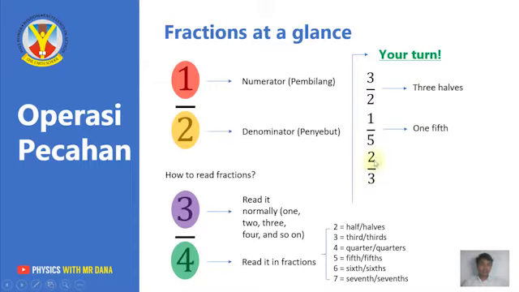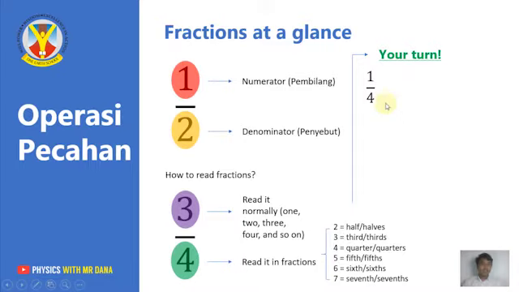Next, 2/3. How do you read this in English? You read 2 as normal, 2, but you read 3 by looking at the options. You have two options, third or thirds. Which one will you choose? You know that 2 is more than 1, so you need to choose thirds with s, because the numerator 2 is more than 1. So you read 2/3 as two thirds, with s.